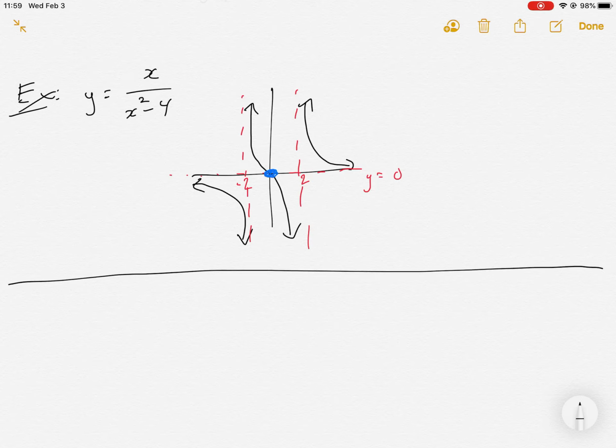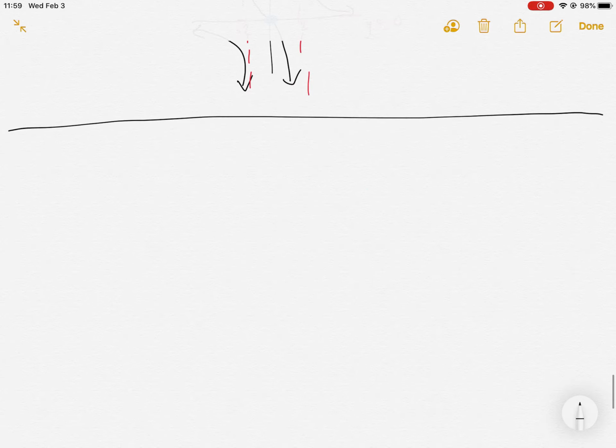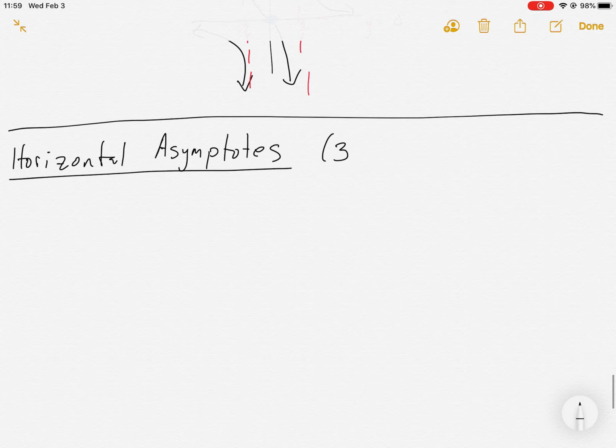So at this point, we have talked about vertical asymptotes in as much detail as we really need. We looked in the previous video at how to find those, but I want to discuss a little bit more about horizontal asymptotes now. And we're going to look at three different situations. In order to do this, I'm actually going to do an example for each situation.